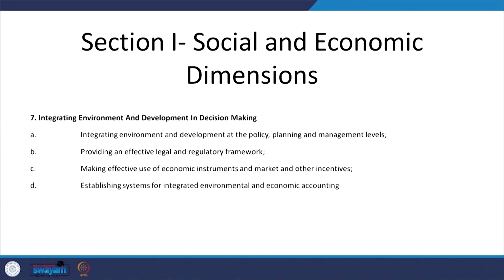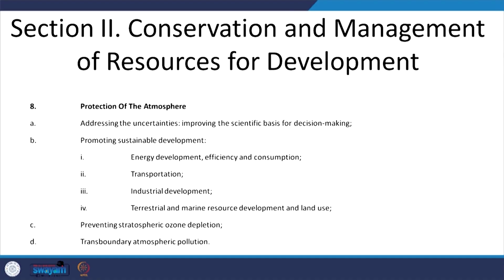Agenda 7 talks about integrating environment and development in decision making at the policy, planning and management level through provision of an effective legal and regulatory framework. This would also be done by making use of economic infrastructure and the market. In Section 2, a larger emphasis was placed on conservation and management of resources for development, the first and foremost being the protection of the atmosphere.